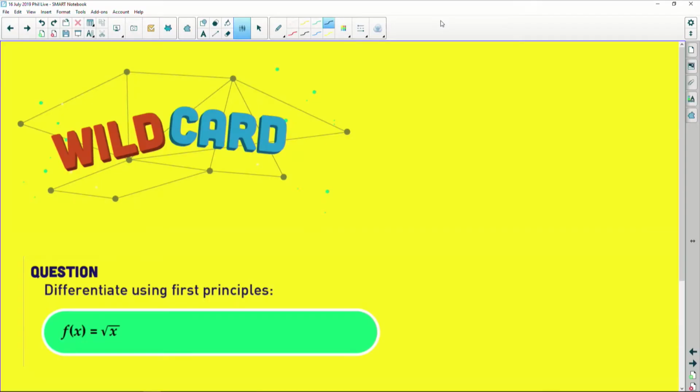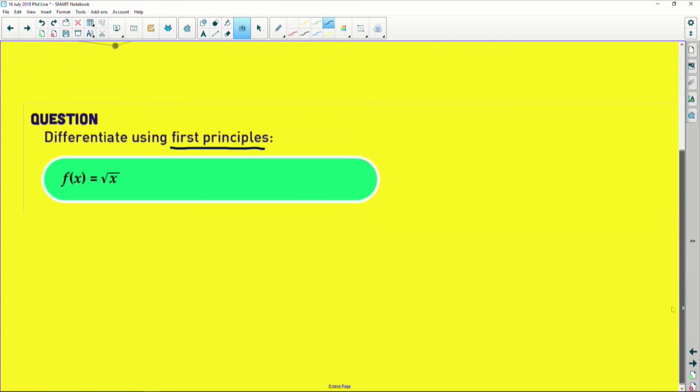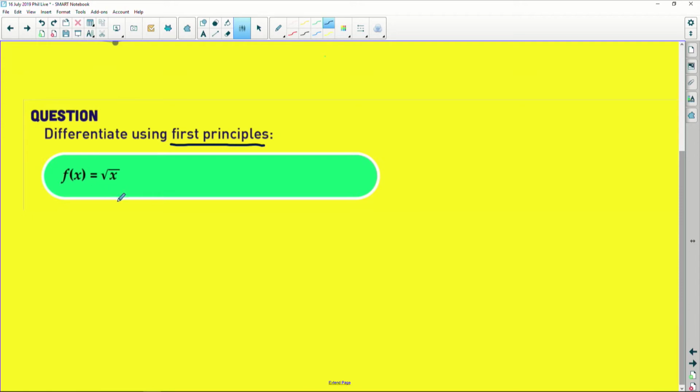It says, differentiate using first principles. So we know that we have to use the definition using limits and stuff. It seems straightforward. It's literally just f of x is equal to the square root of x. Okay, so we know that f of x is equal to x to the power of a half. Okay, so it seems pretty straightforward, but let's try and expand this.